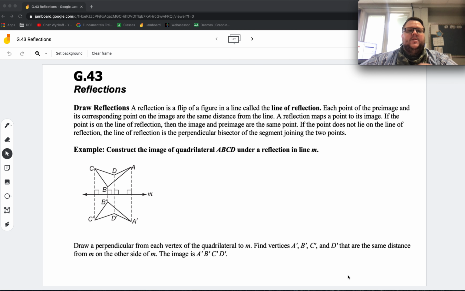Geometry. Today we're going to be talking about translations, reflections, and transformations in the coordinate plane. So today we're going to be talking about reflections.